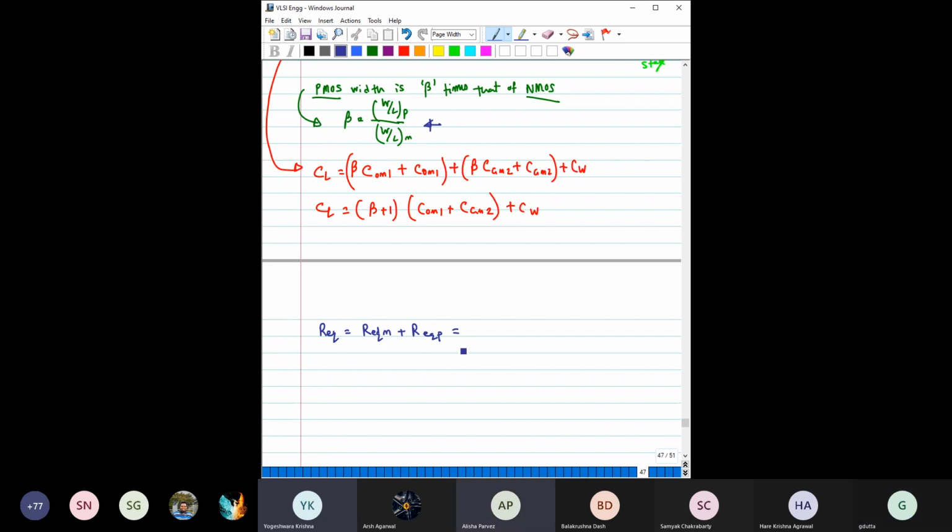So 1 by beta type. 1 by beta, definitely, right? Because just now, today only we have seen this, right? So we can write it as R equivalent N plus R equivalent N by beta.